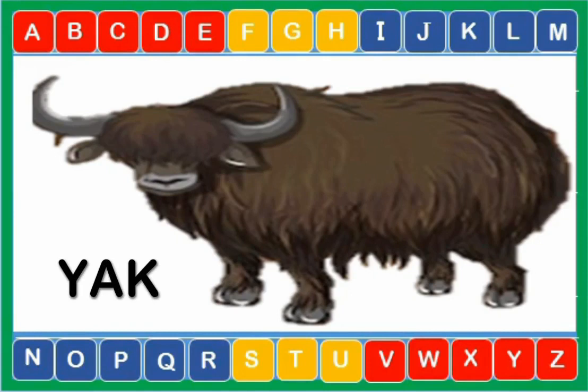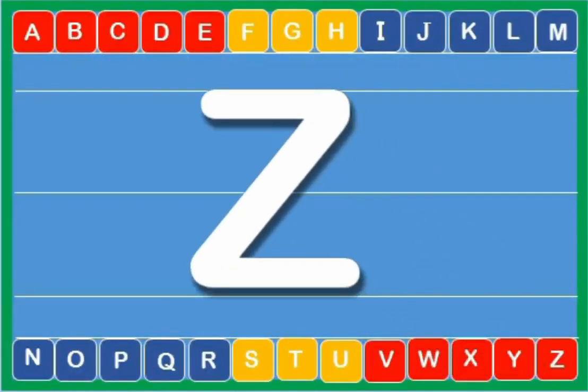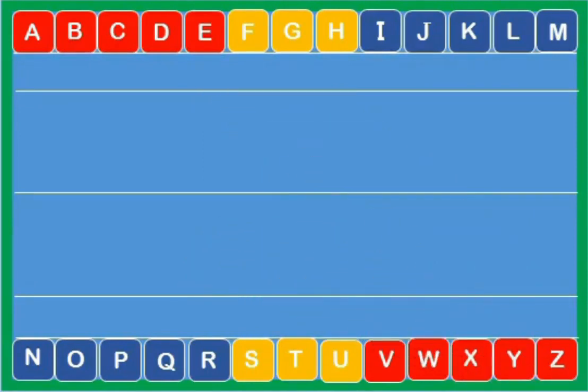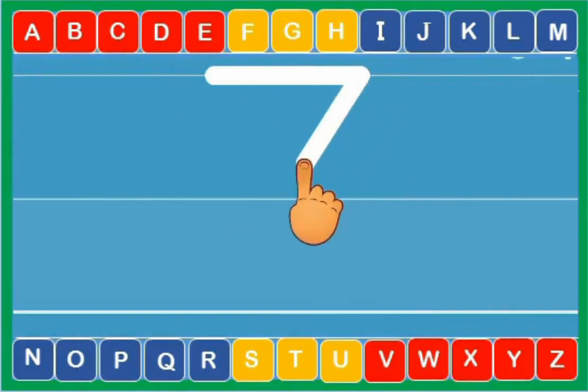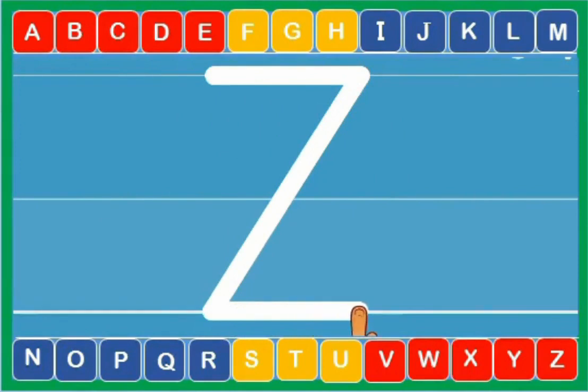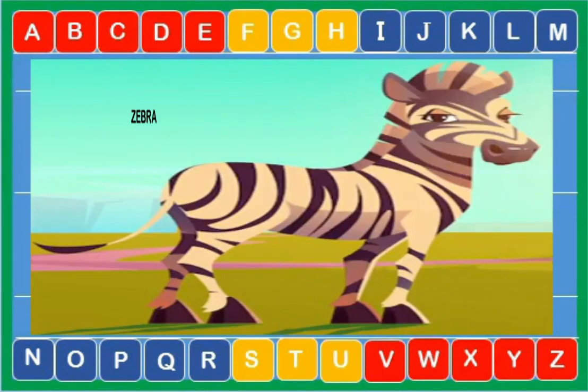Next is letter Z. Upper dash, a left stroke, and a lower dash. Z for zebra.